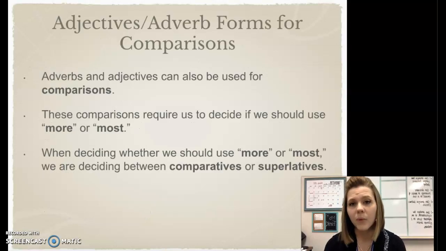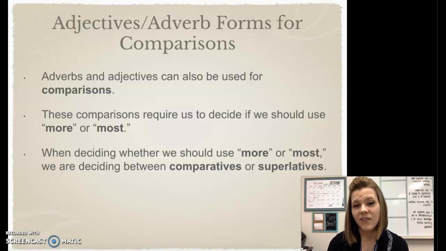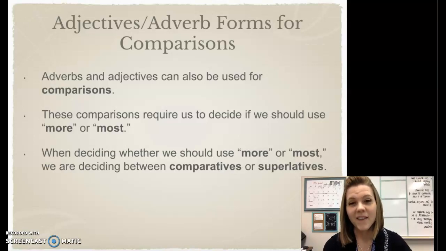Now, the reason why we're talking about this is because, like I said earlier, adverbs and adjectives can change form depending on how they're being used in sentences. So today I want to talk to you about how we use them when we're forming comparisons in our sentences. Okay? When we are looking at these comparisons, they really require us to decide if we should use words like more or most. When we look at deciding between these words, we're actually looking at deciding between comparatives or superlatives. Now, these are both pretty big words, but we're going to talk about them more on the next few slides.